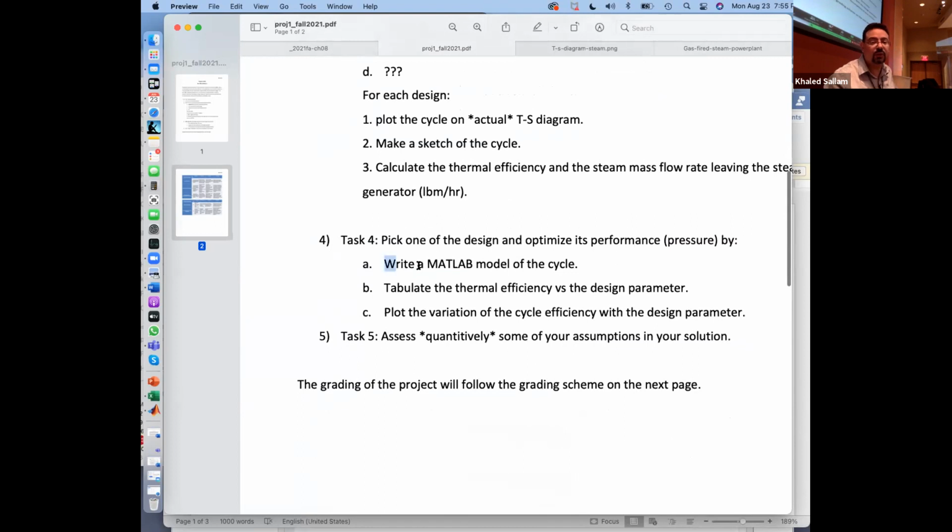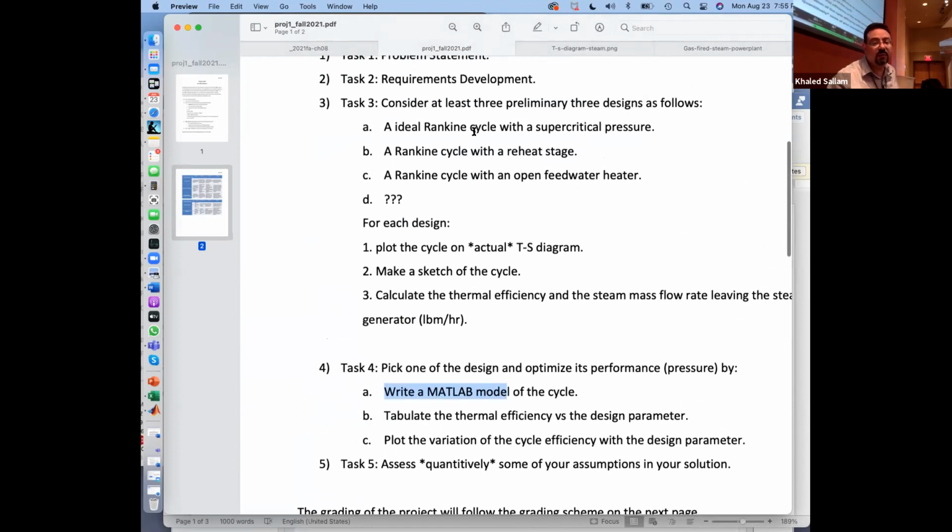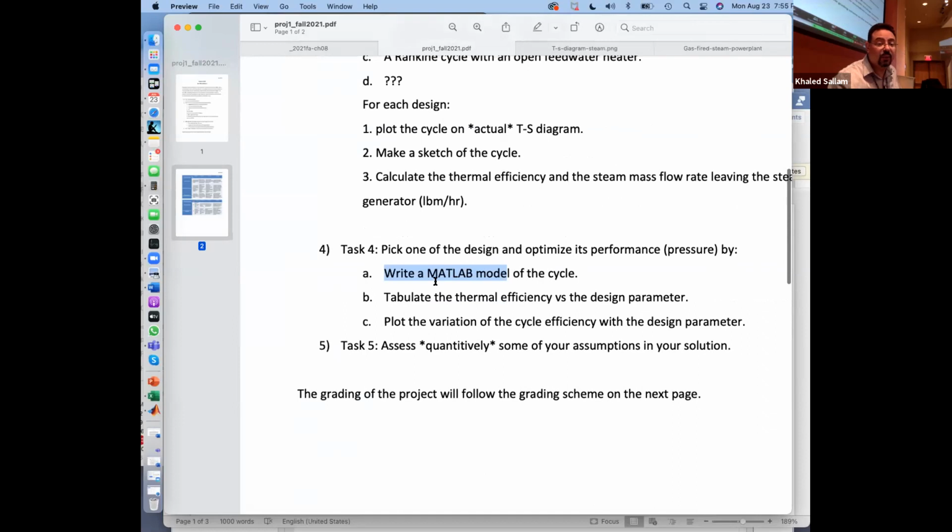So that's not an option. You have to write a MATLAB code for it. Even if, I mean, I would write MATLAB for those, but you don't have to. Those you can just do by hand. And here in task 4, you write a MATLAB code that optimizes this cycle. What do I mean by that? It would run at different values and report the efficiency, again and again, until you find out, say under reheat, the optimum pressure is the one that does this.